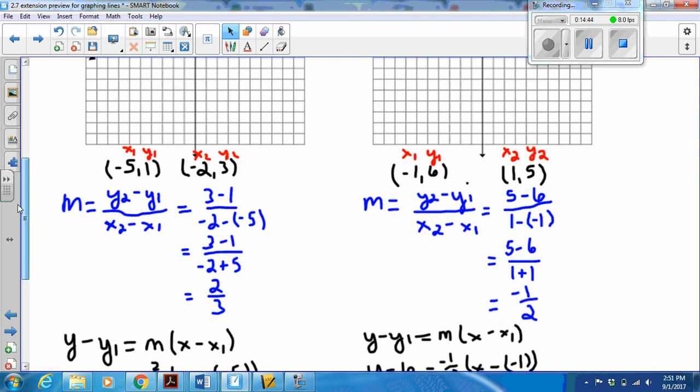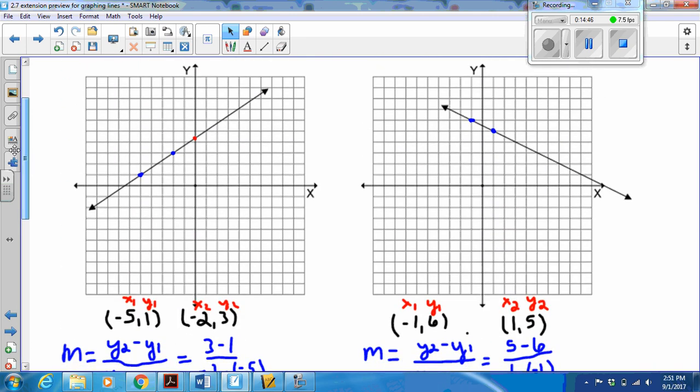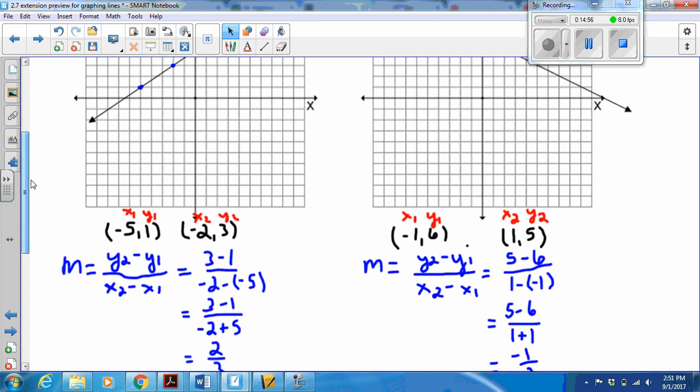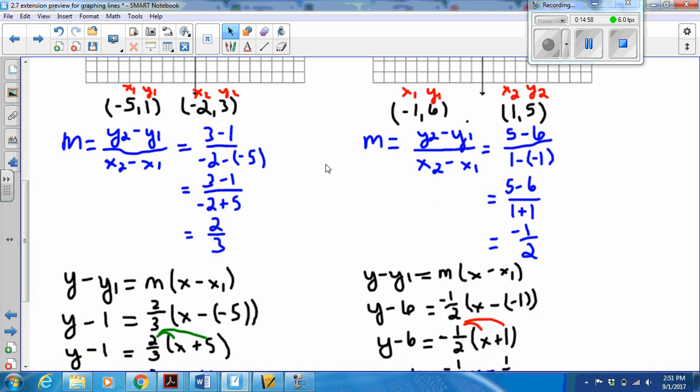Okay, so for the next one, I did the exact same thing. I picked 2 points that are on the graph. Remember, you don't have to pick the same 2. And then I figured out my slope by using the formula, okay? Now if you count it, that should be okay as well. Now the points I used were (-1, 6) and (1, 5) to figure out my slope, which I got as -1/2. Now if you need to pause the video to see what math I did, make sure you do that.